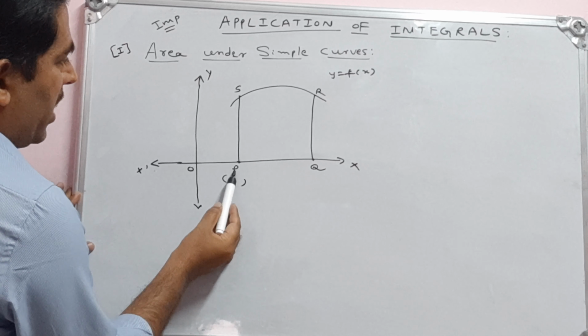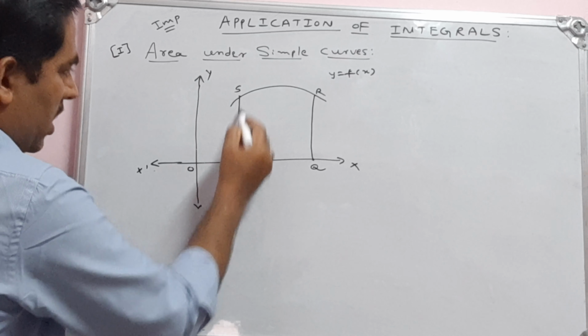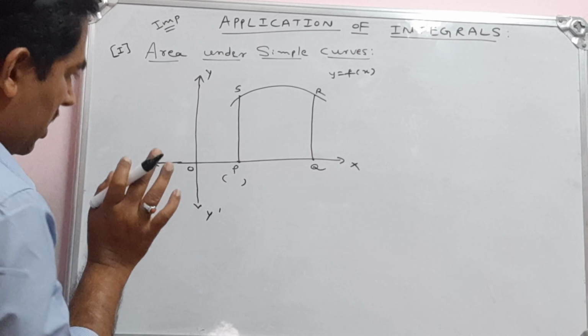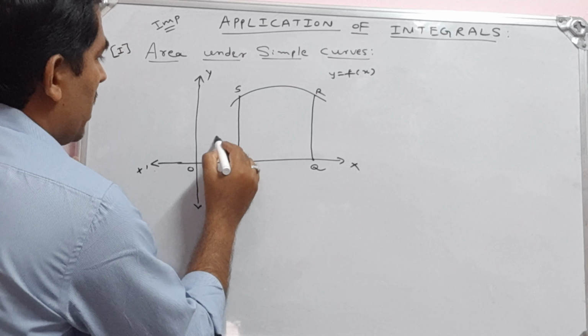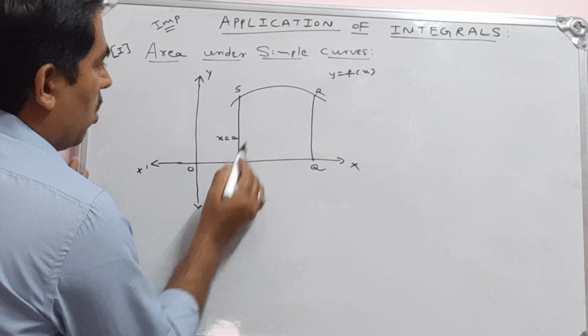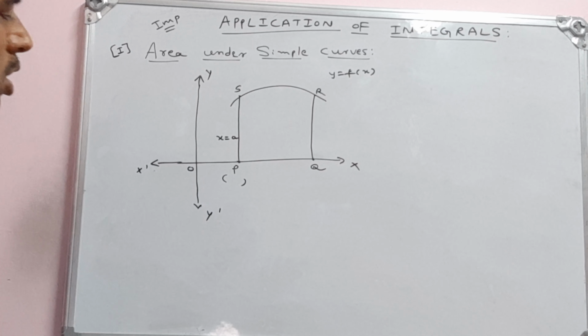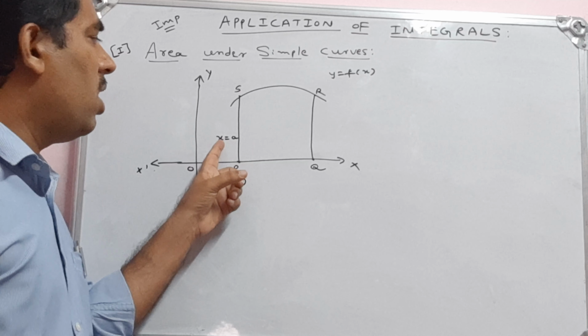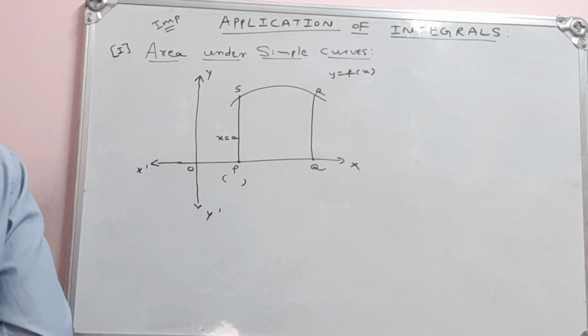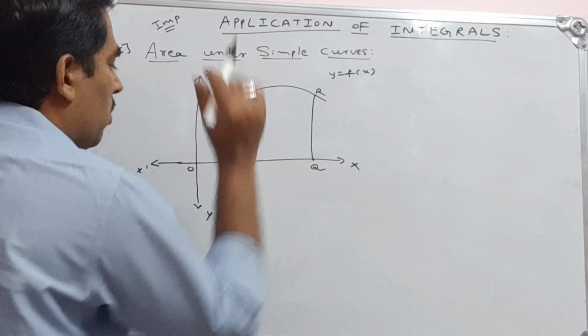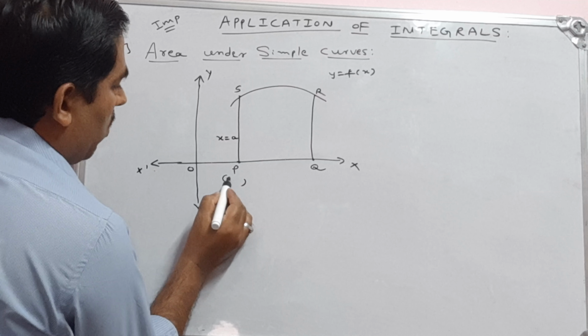Then the coordinates of point P. Let us consider this line. We know this is a line parallel to the y-axis, and RQ is another line parallel to the y-axis. If a line is parallel to the y-axis, how does the equation look? Any line parallel to the y-axis is of the form x is equal to a. So any line which is parallel to the y-axis is of the form x is equal to a, where a is this length.